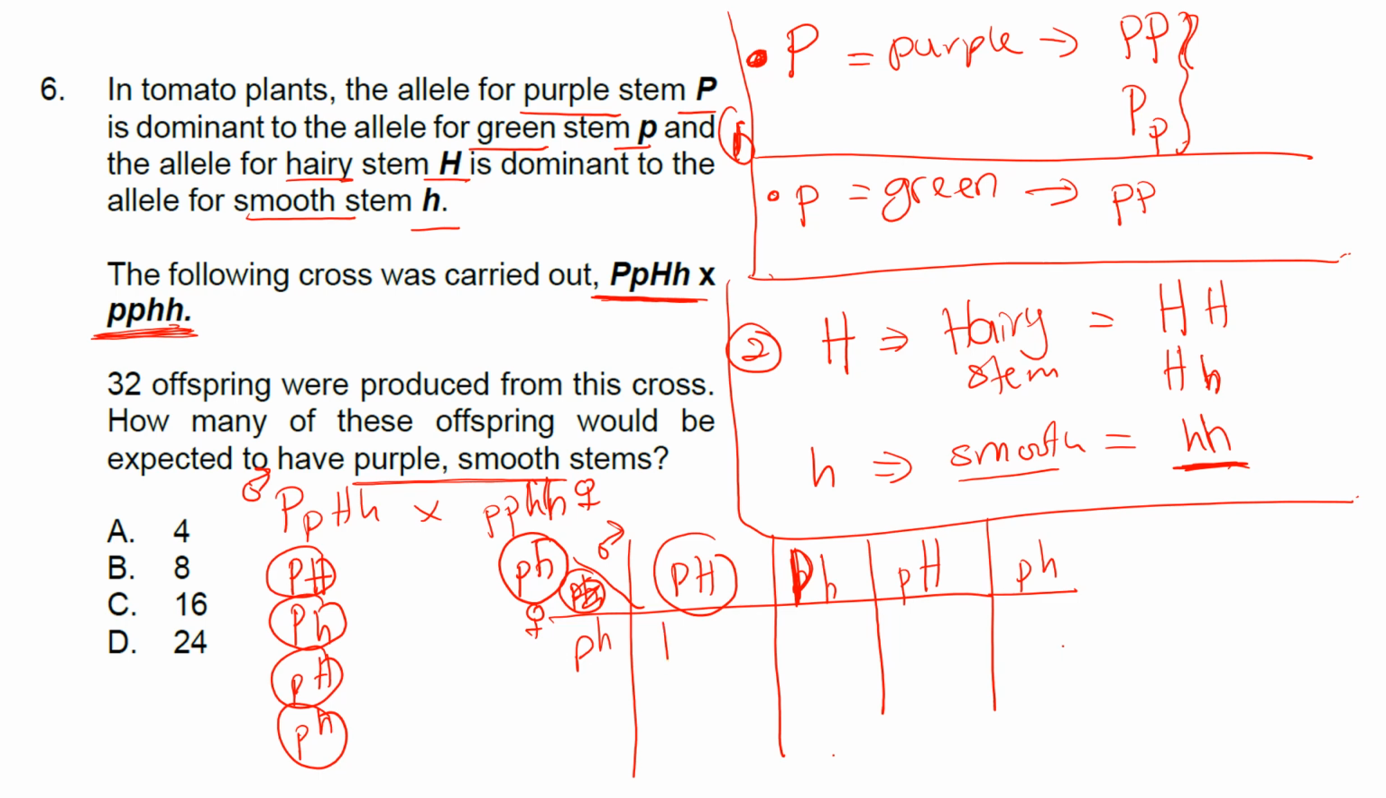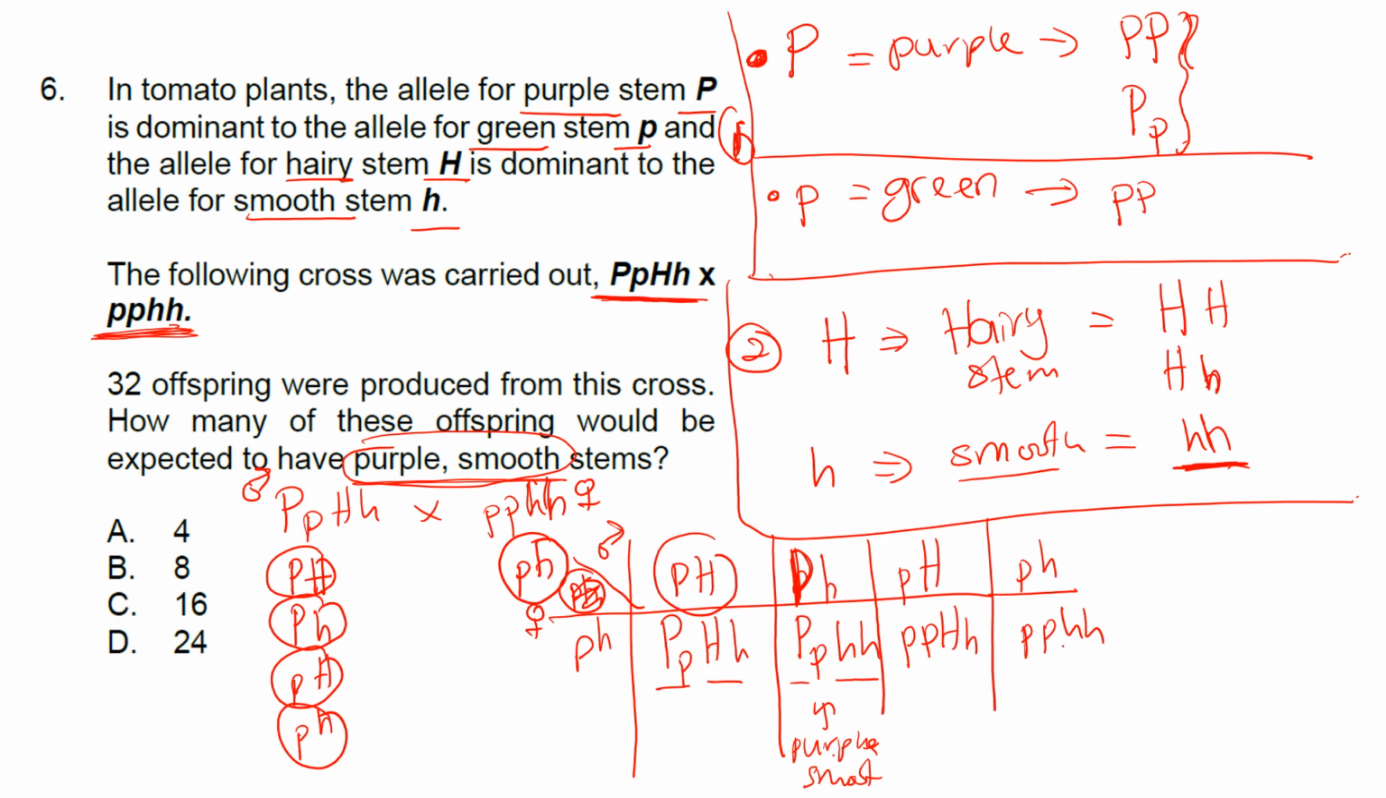Okay, which will produce capital P, small p, capital H, small h, capital P, small p, small h, small h, small p, capital H, small h, small p, small h, small h. So the question wants purple and smooth. So which of these genotypes will be purple and smooth? Okay, so this will be purple and hairy, purple and smooth. So this one here is purple smooth.